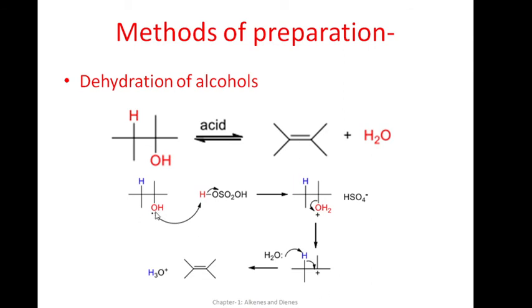Check the mechanism here. Water picks up a proton from the acid, resulting in OH2+. OH2+ leaves the molecule, creating a carbocation here. A carbocation is generated. That OH2 will pick up this proton, gets converted into H3O+, and this bond shifts in between these two carbon atoms, creating an alkene. You do not have the mechanism yet. It is always nice to learn a reaction with the mechanism so that you will never forget it. Methods of preparation: the first method is dehydration of alcohols. It's very easy. Just put a little bit of acid to alcohol, you get an alkene.